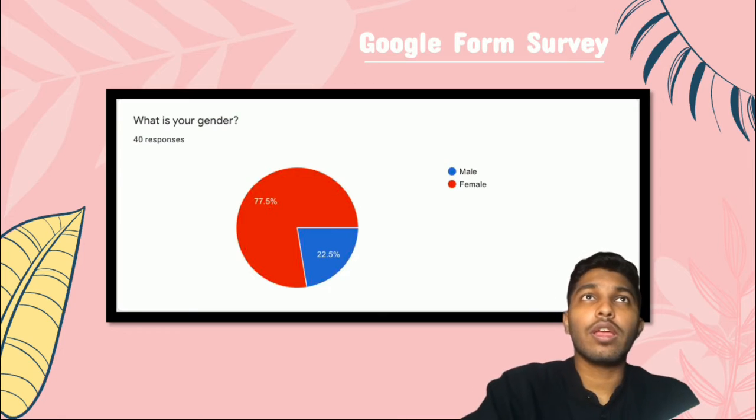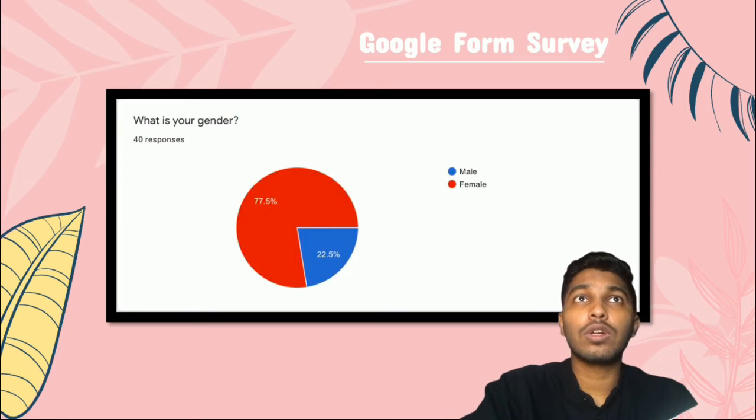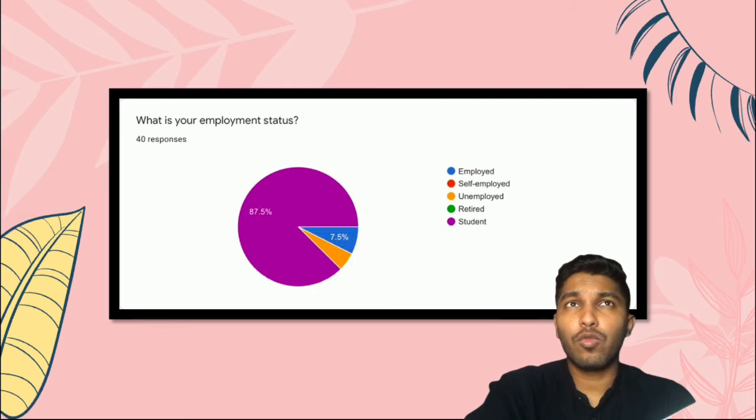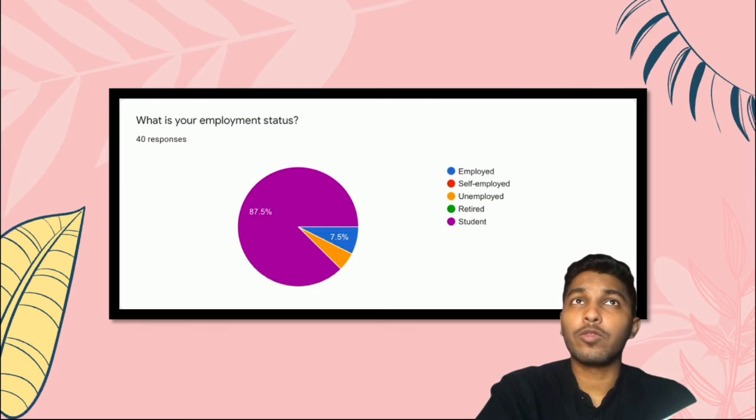Firstly, for gender, we had 31 female respondents and 9 male respondents. Next, looking at the age group, 37 of them were 18 to 24 years old, 2 of them were 25 to 34 years old, and 1 of them was 45 to 54 years old. Employment status wise, 35 of them were students, 3 were employed, and 2 were unemployed.